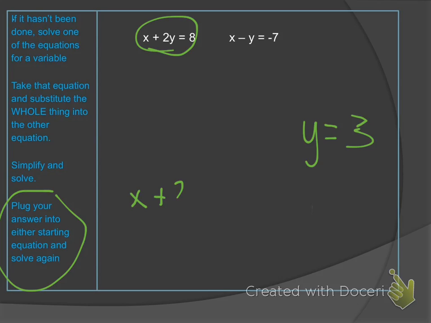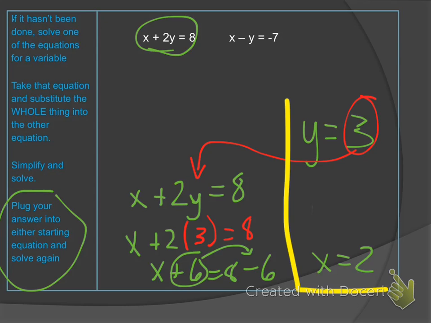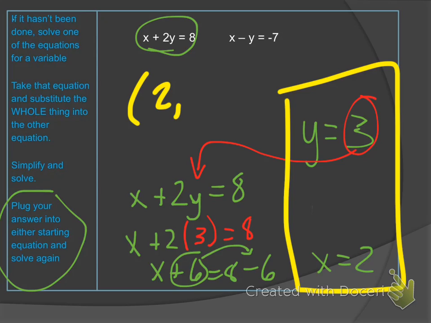x plus 2y equals 8. I'm going to substitute in my 3. Remember, my y equals 3. So it's going to be x plus 2, parentheses 3, equals 8. Now I solve it. This is going to be x plus 6 equals 8. Cross this over, it becomes a minus 6. Now I get x equals 2. So, here is my answer. Okay, if I want to write it like a coordinate, it would be 2, 3.